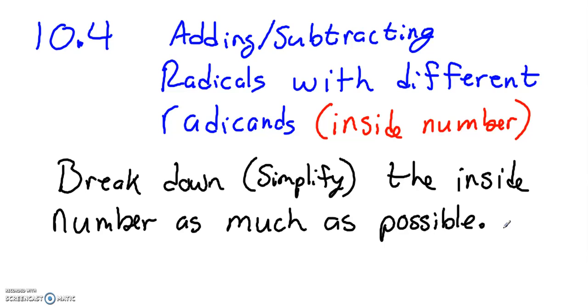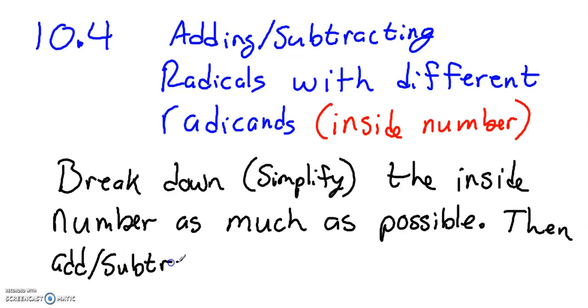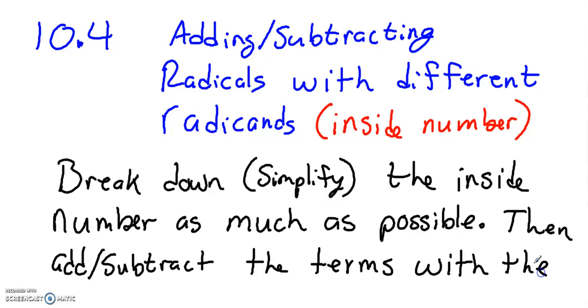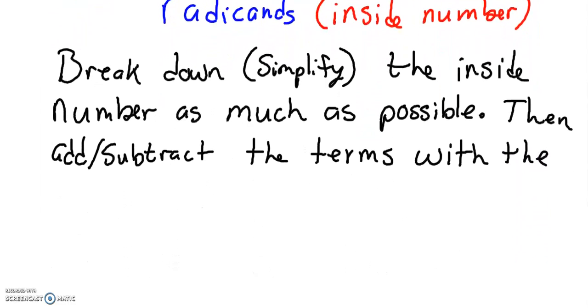And then once you've done that, because most of these will probably give you 3 terms, at least 2 of the terms you're probably going to be able to add or subtract. Sometimes it may be all 3. So once you've broken everything down as much as you can, just do like we did in the first part of 10.4, where you add or subtract the terms with common or like radicands.